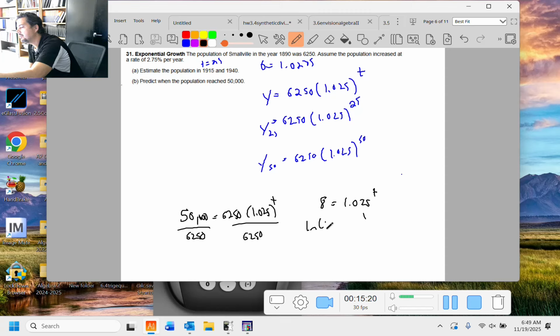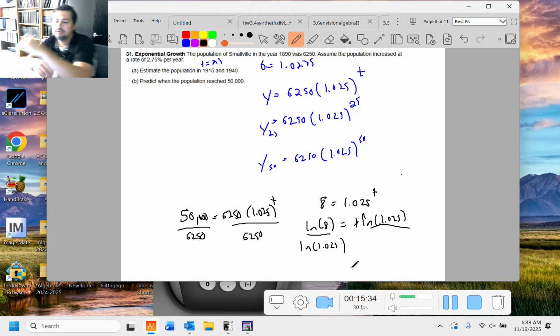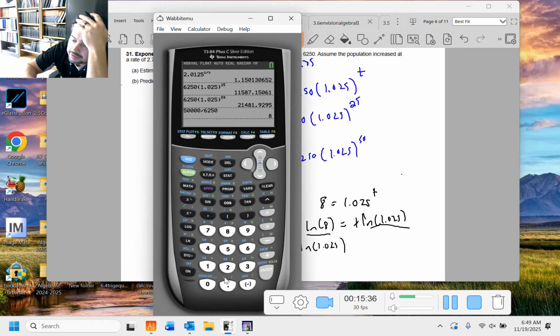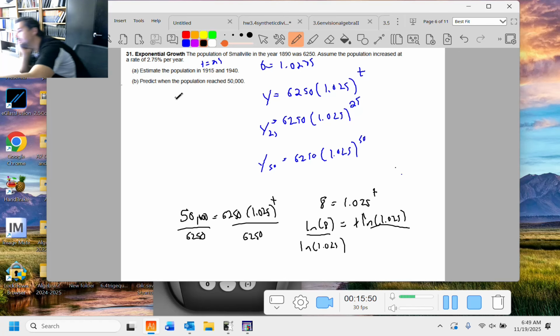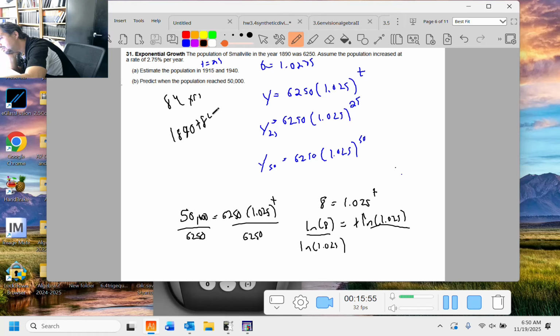And what we're going to do is we're going to ln both sides. We're going to have t natural logs of 1.025 on the right-hand side because exponents go to the front. And then we're just going to simply divide out by the natural log of 1.025. And then we're going to call it a good day because we're just going to push some buttons and be done with this thing. The natural log of 8 sitting pretty over the natural log of 1.025 is roughly 84. So it's a little over 84 years. So you do 1890 plus 84, and I believe you get 1974.